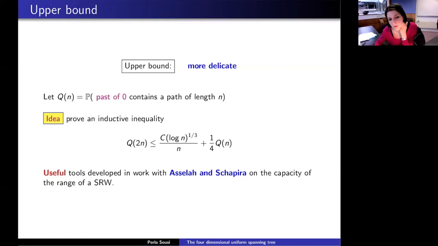But we're able to use some tools that were used earlier in the work with Asselah and Shapira, where we studied the capacity of a simple random walk. And let me just say that for the lower bound, I said we had to understand the expectation of e to the minus epsilon times the capacity. In order to understand that, one has to get upper tail estimates for the capacity of the loop erased walk, but these are much easier than lower tails, because for upper tails, we can just upper bound them by the same for the capacity of the simple random walk, which is of course larger.